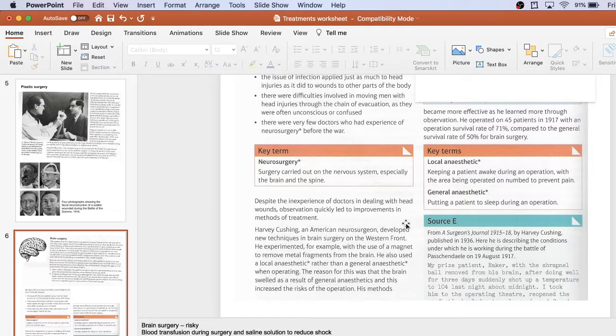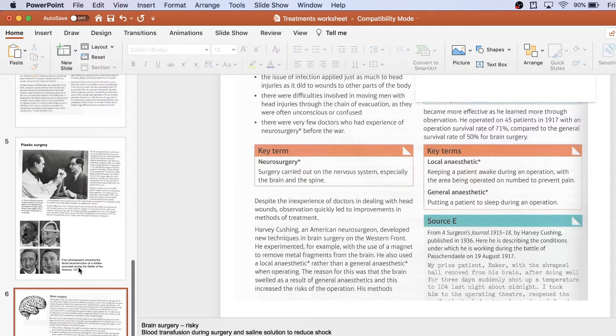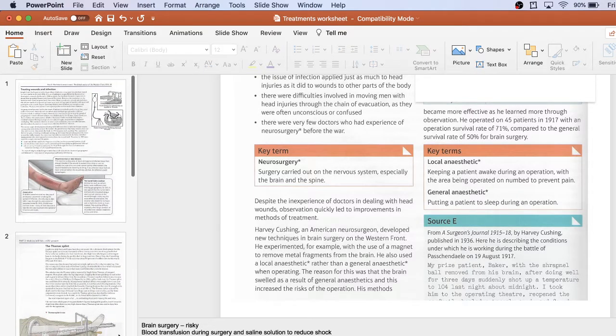And the reason why that's so important is because general anesthetic causes the brain to swell. And he realized this, so he used local anesthetic instead, making it easier to get a piece of metal out of the brain. So that's just some context of what you'll be doing today.